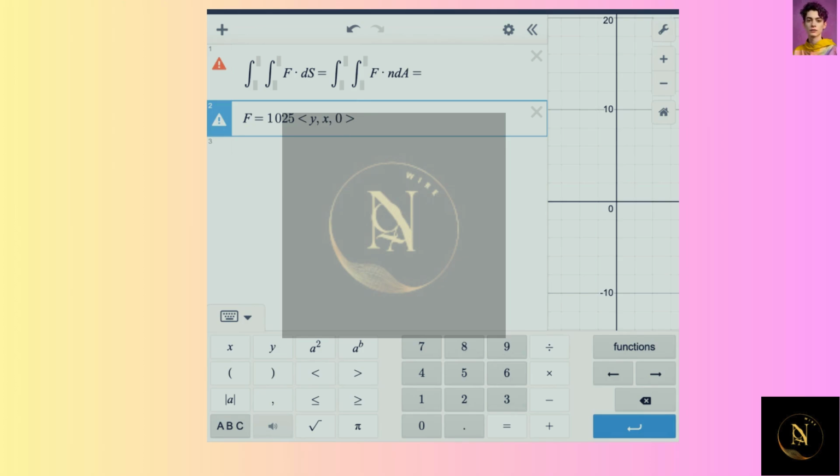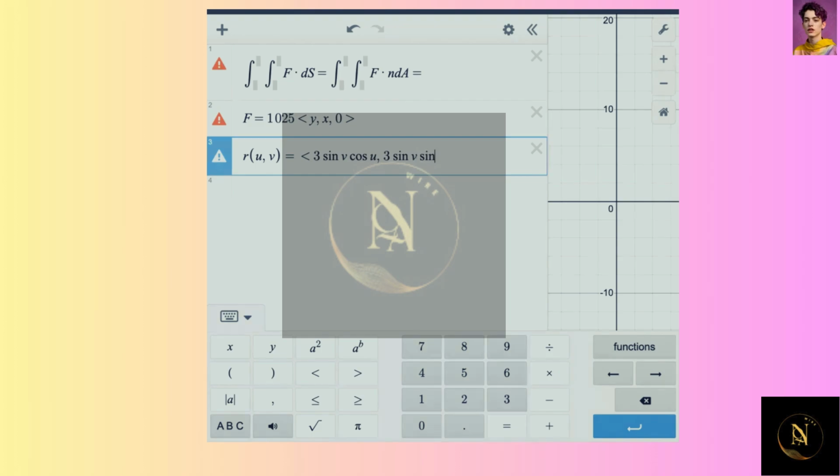Then if we parametrize the surface, we see that R of U, V is going to be (3 sine V cosine U, 3 sine V sine U, and 3 cosine V).